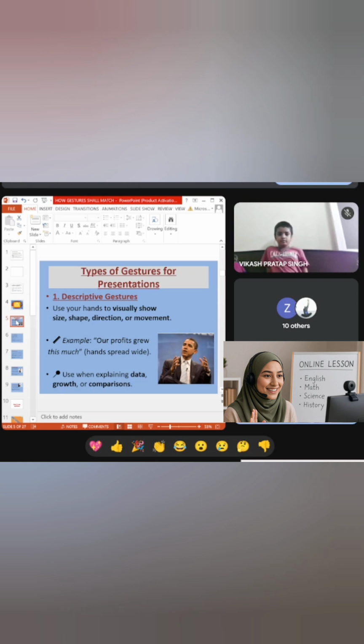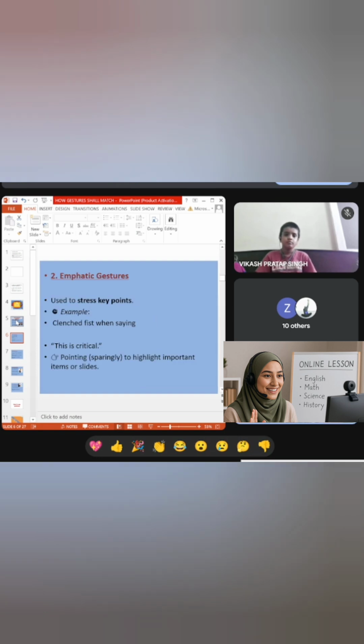Number one is descriptive gesture, which is nothing but when you want to show the shape or size, very small size, big size. So describing the things, movement. It's coming from there or that side or this side. You're using your gestures to show the sides, direction, movement. That is called descriptive.